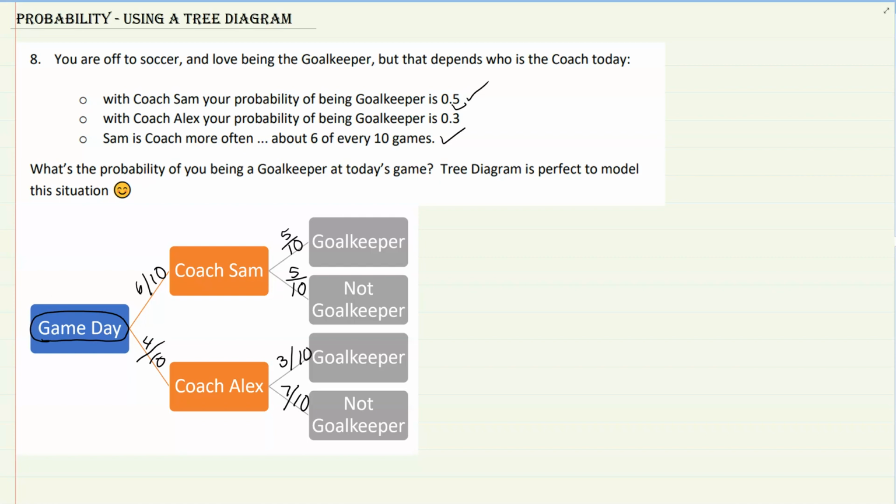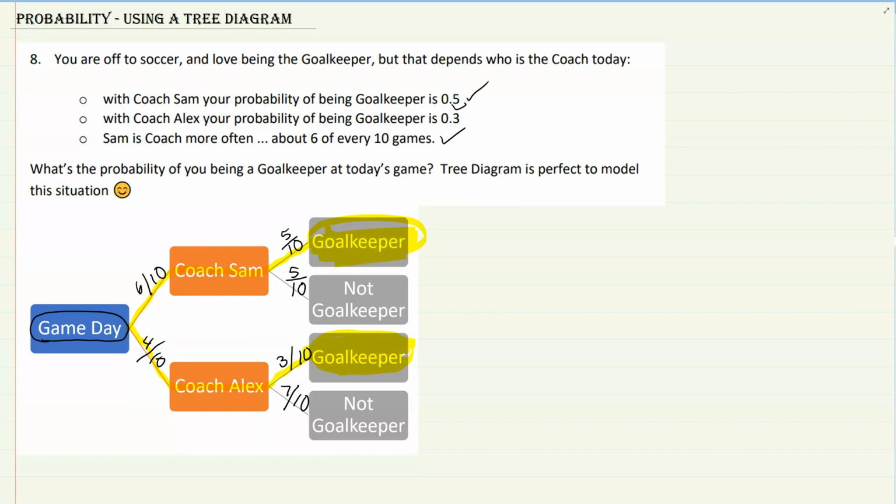what's the probability of you being in goal? Well, which of these branches would lead you to be in goal? Goalkeeper would be this branch here, or this branch here. Okay, so you could be goalkeeper here and here.